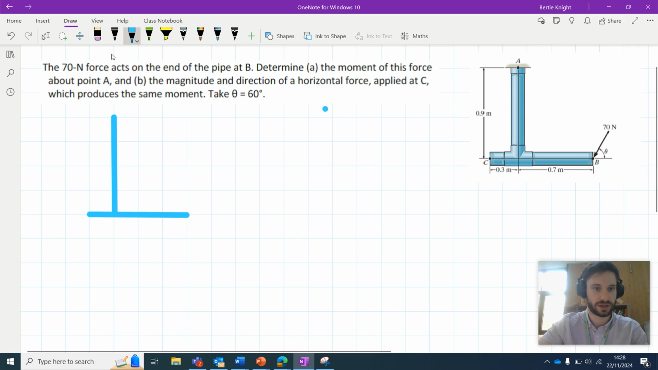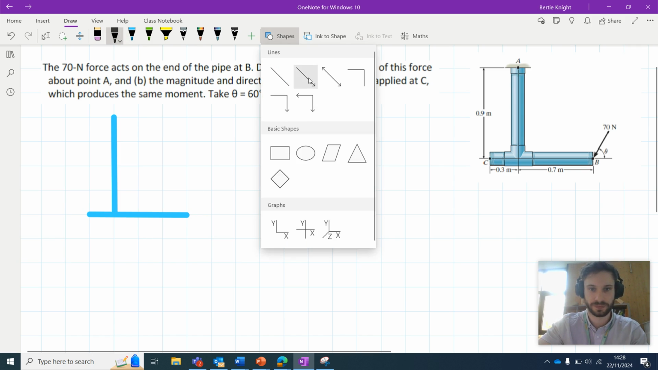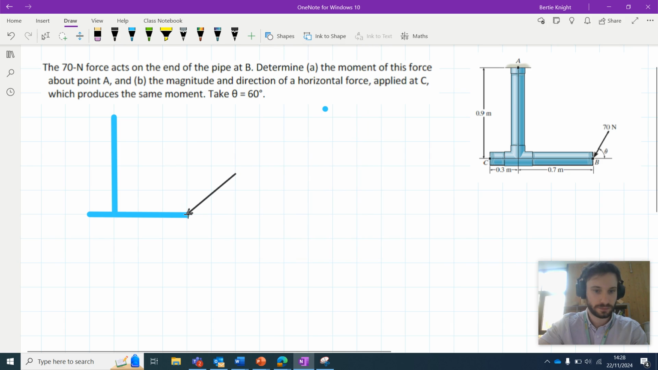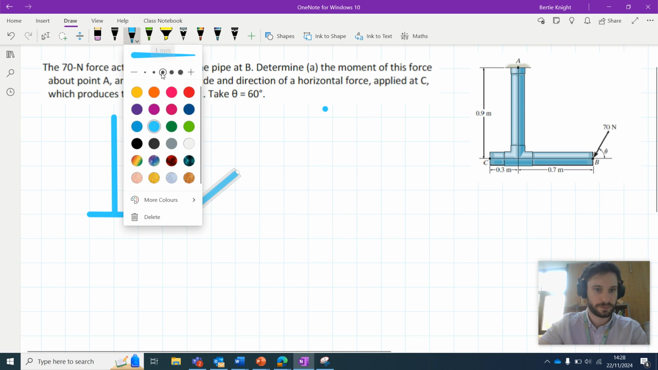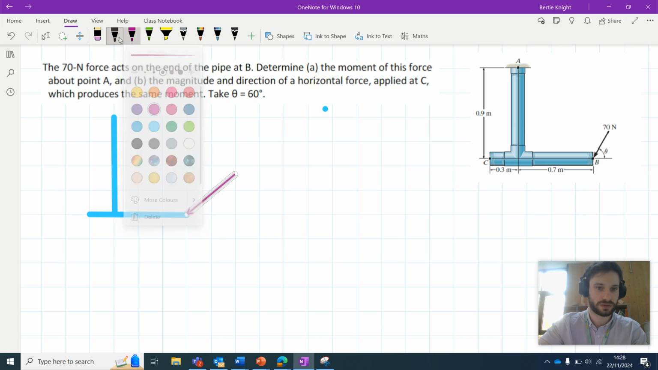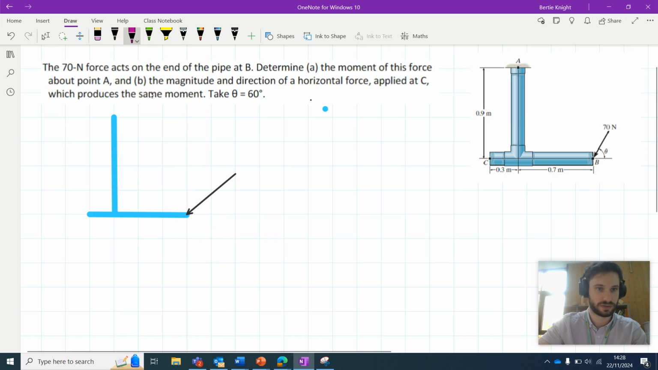Let's add our force, which is acting here. And we can say that it's acting 60 degrees to the horizontal. I should say as well, it's got a magnitude of 70 newtons. Let's add that in here.